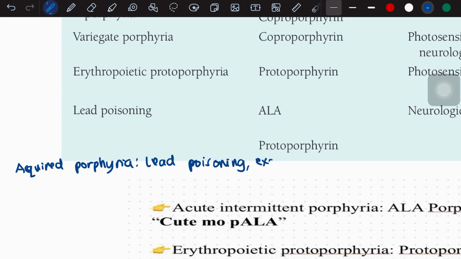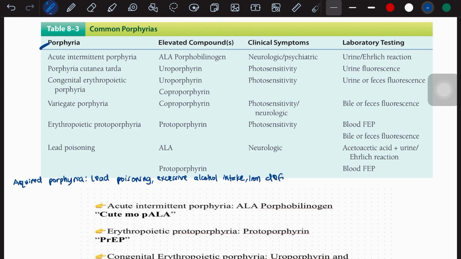Another one is your excessive alcohol intake. Another one is your iron deficiency. We also have our chronic liver disease and your renal disease. These are the common causes of your acquired porphyrias.